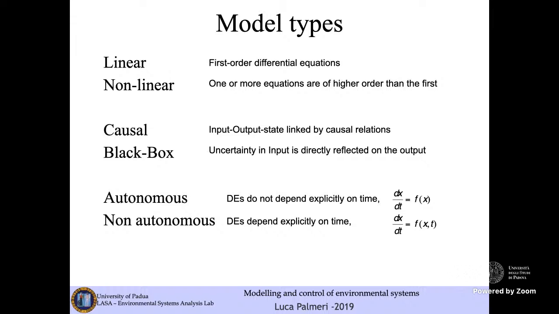On the contrary, black box models are models in which the uncertainty of inputs is directly reflected on that of the outputs.